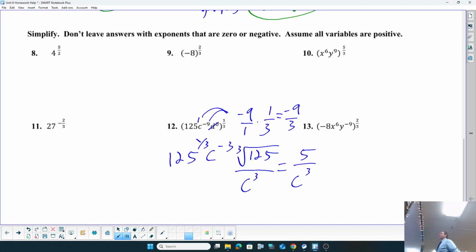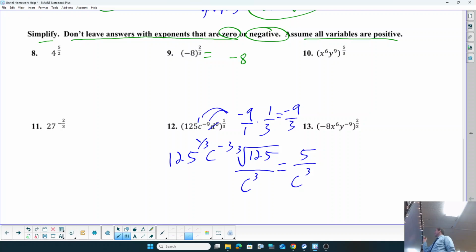Beautiful. Okay, so then we're looking for, let's see here, number 9. So simplify, don't leave answers with exponents that are 0 or negative. Assume all variables are positive. Okay, so let's see here. So we have -8 to the 2/3 power. Can you rewrite that and then simplify it if possible? So it goes like this.